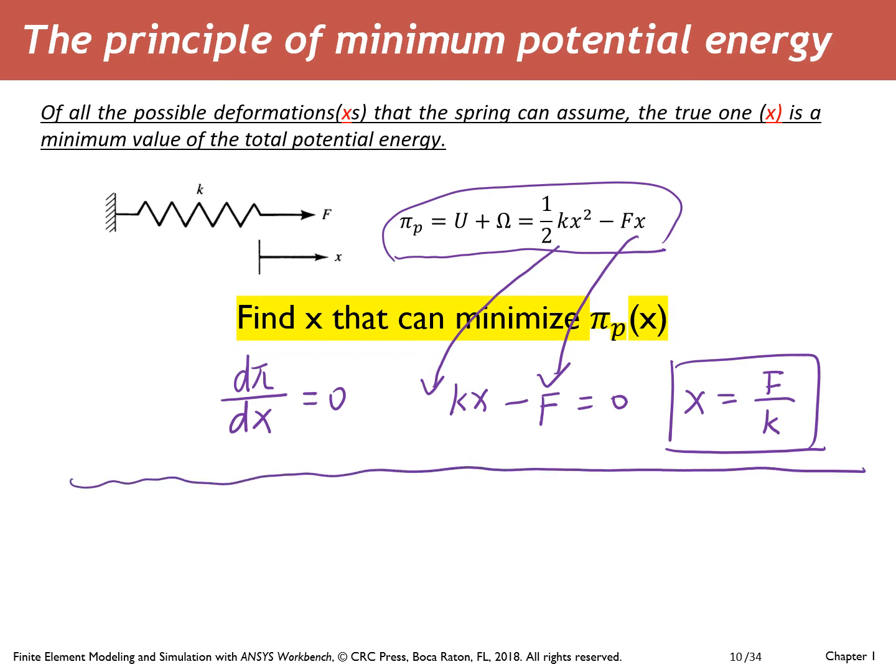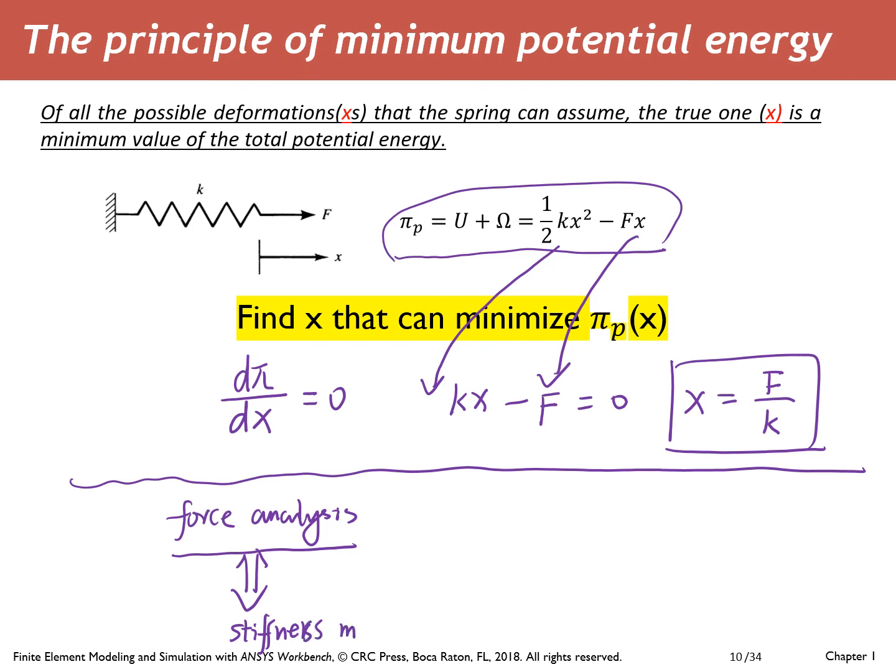Some of you may also notice that we take all the trouble to get the total potential energy, we minimize it, and we reach a very straightforward, trivial conclusion, x equals F over k. Because based on force analysis, this is how we apply what we call the stiffness method.